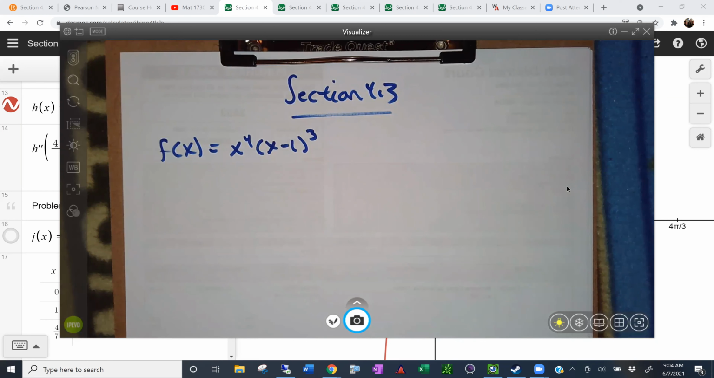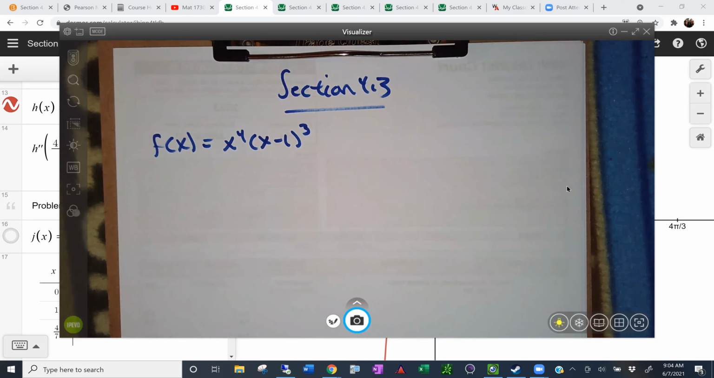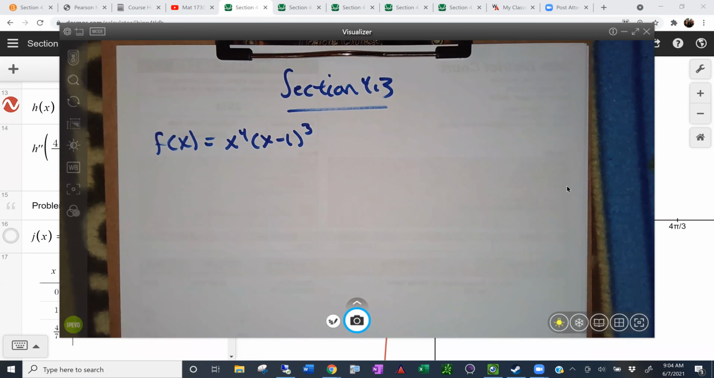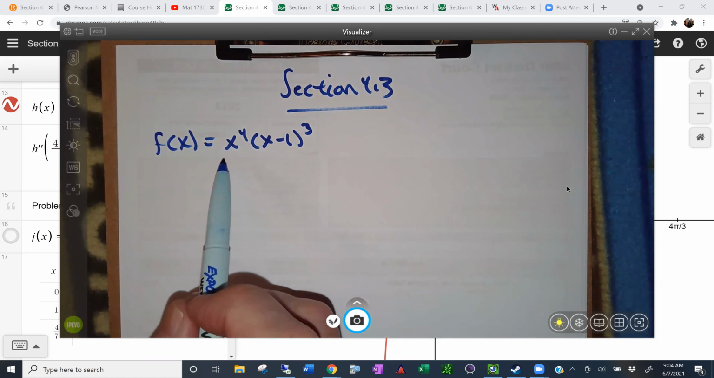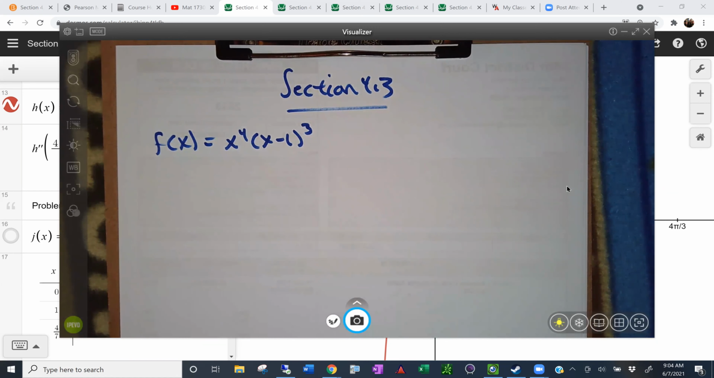So we're going to work in section 4.3, which is going to start combining some of the things we've been learning about derivatives with the graphs of these functions. In particular, I'm going to work with f of x equals x to the fourth times x minus 1 cubed. And what I really want you to get out of this is a little trick about factoring the derivative.